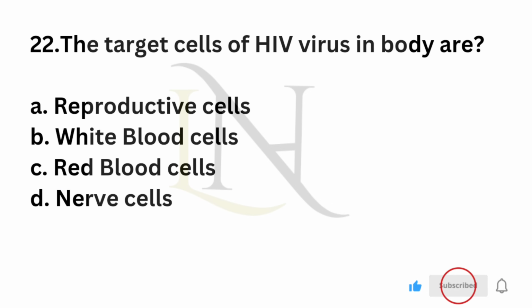Next MCQ. The target cells of HIV virus in the body are: option A, reproductive cells; option B, white blood cells; option C, red blood cells; option D, nerve cells. Answer is option B, white blood cells.